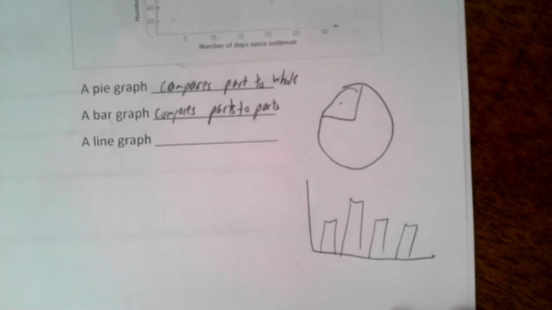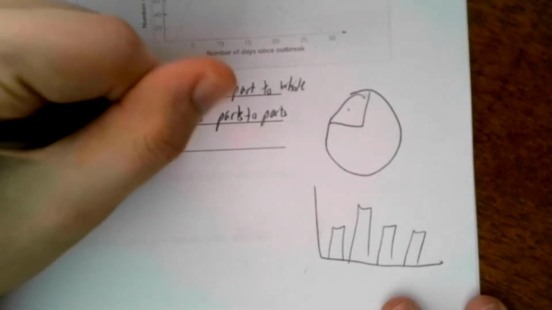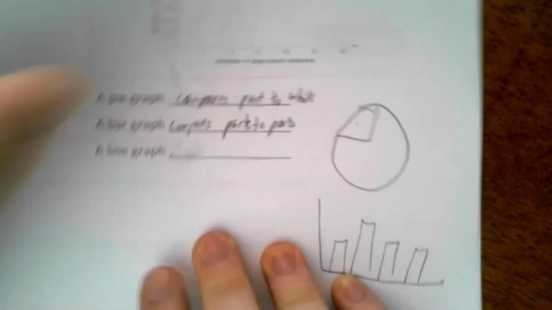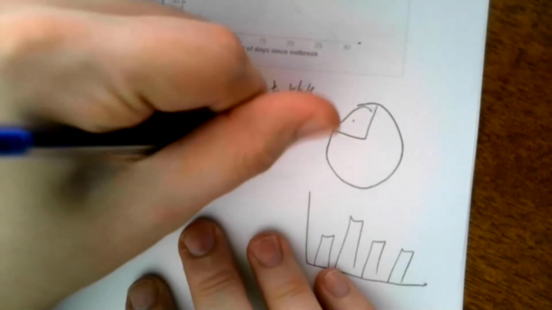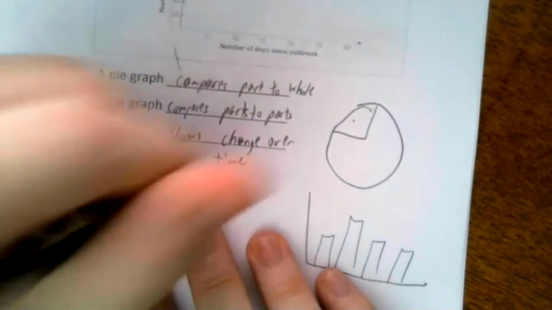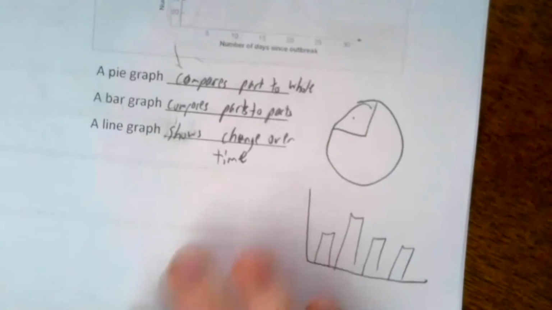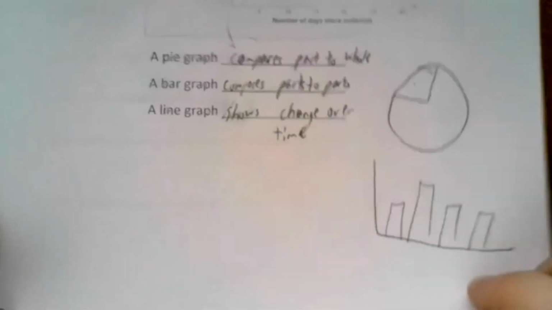Okay. And then the last one, a line graph, shows change over time. So a line graph shows change over time. Okay. All right, does anyone have any questions on this page?